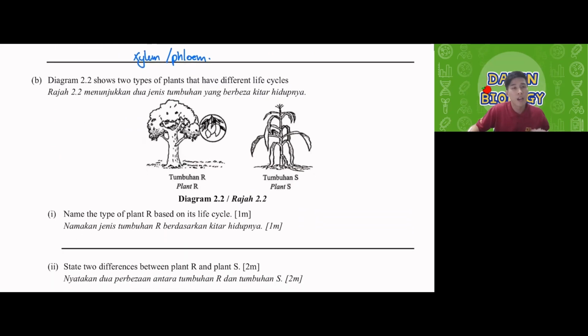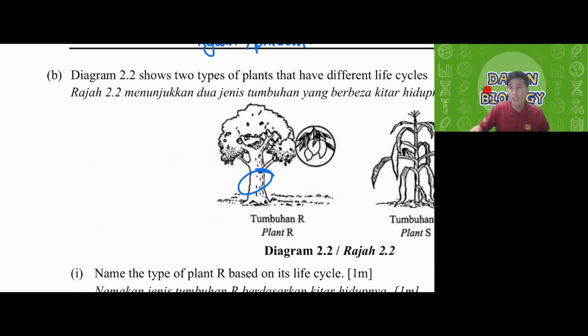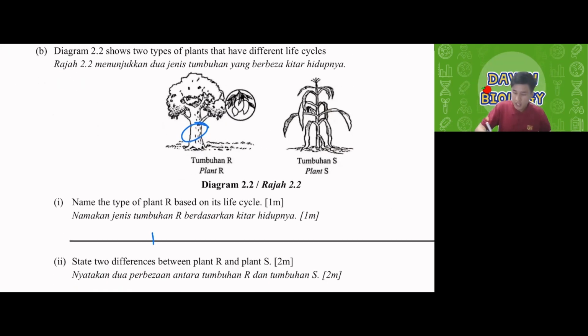Now name the type of plant R based on its life cycle. So read the question carefully, based on life cycle. So what will plant R be? So it's a mango, right? It's a very thick and woody tree. So yes, this is a perennial plant.